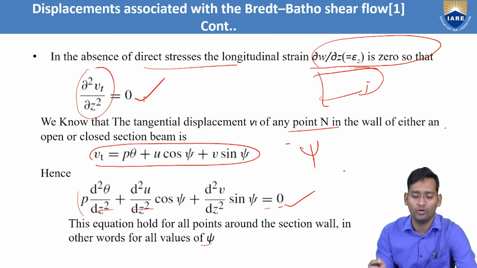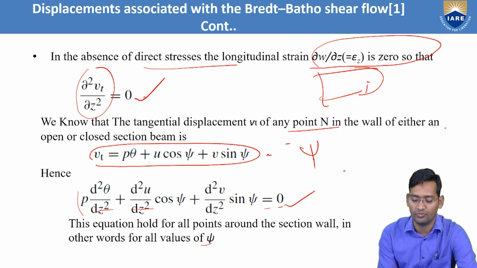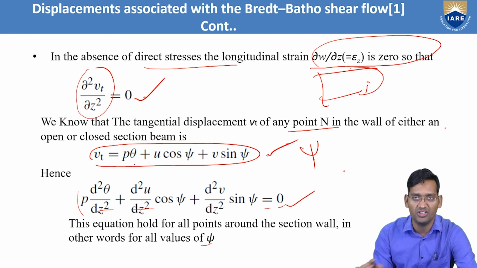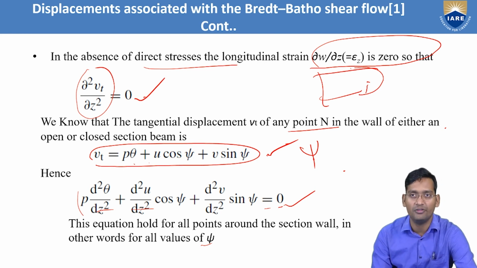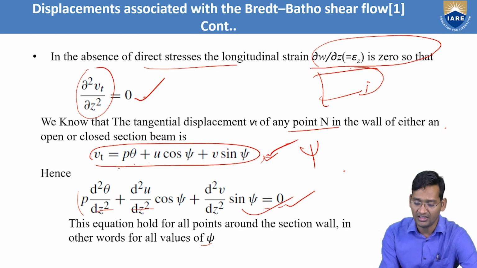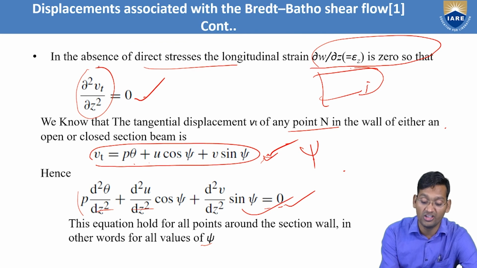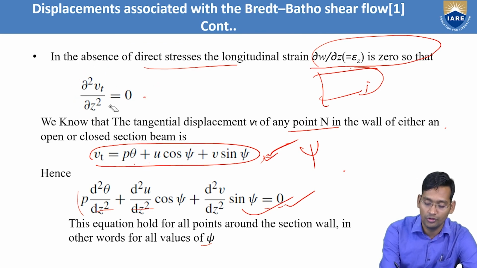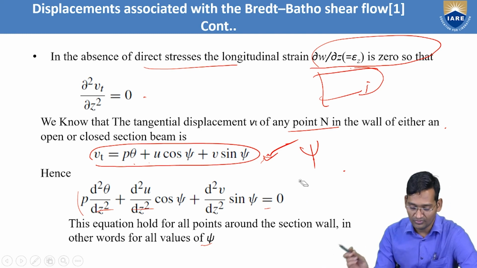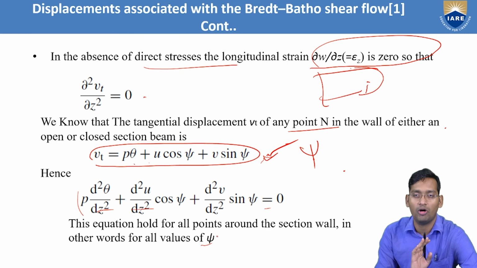We know Vt equals P theta plus U cos psi plus V sin phi, starting from this main form. Differentiate this equation 2 times. I already showed you the differentiation. After differentiating 2 times, you get del 2 Vt by del Z square, and that is equal to 0. This holds good for all the points on that section.